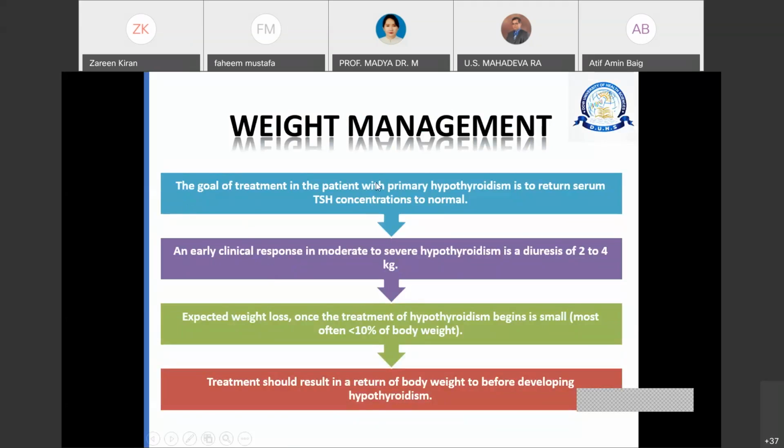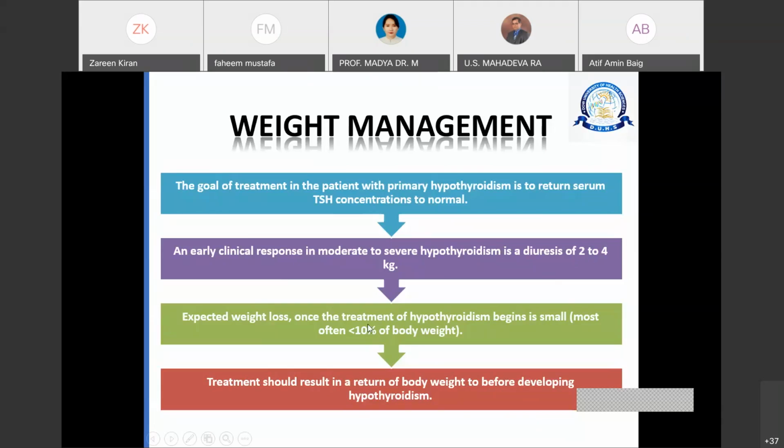So the goal of treatment in patients with primary hypothyroidism is to return the TSH to normal. You should not overtreat. And early clinical response is quite clear with a diuresis of 2 to 4 kg. Why do I say diuresis? The reason is that in hypothyroidism, the glycosaminoglycans in the subcutaneous tissue and loose connective tissue all over the body are retaining more water. So as the hypothyroidism is being treated, a diuresis-like phenomenon takes place, and patients lose some weight.